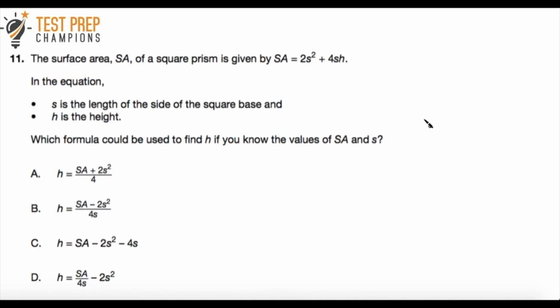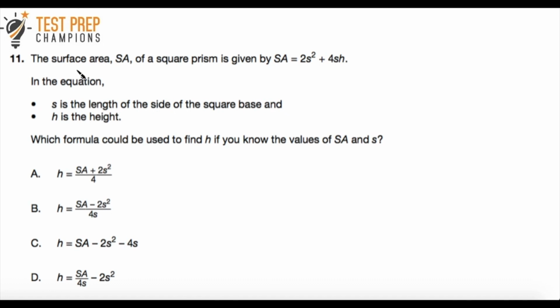Question 11. The surface area, SA, of a square prism is given by SA equals 2s squared plus 4sh. In the equation, s is the length of the side of the square base and h is the height. Which formula could be used to find h if you know the values of SA and s? So pause the video now and let's go over this. Actually, what I meant to say is pause the video, try it out, and then we'll go over it. But hopefully you got the point by now.